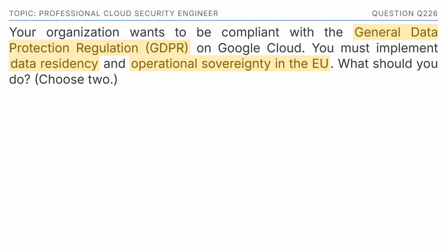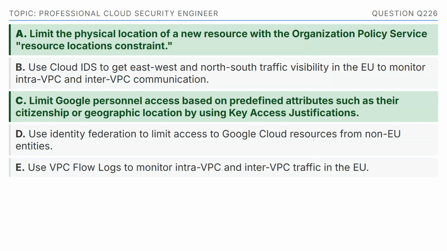To arrive at the correct answer, we focus on the keywords: General Data Protection Regulation (GDPR), data residency, operational sovereignty in the EU. The correct answers are Option A, limit the physical location of a new resource with the Organization Policy Service Resource Locations constraint, and Option C, limit Google personnel access based on predefined attributes such as their citizenship or geographic location by using key access justifications.